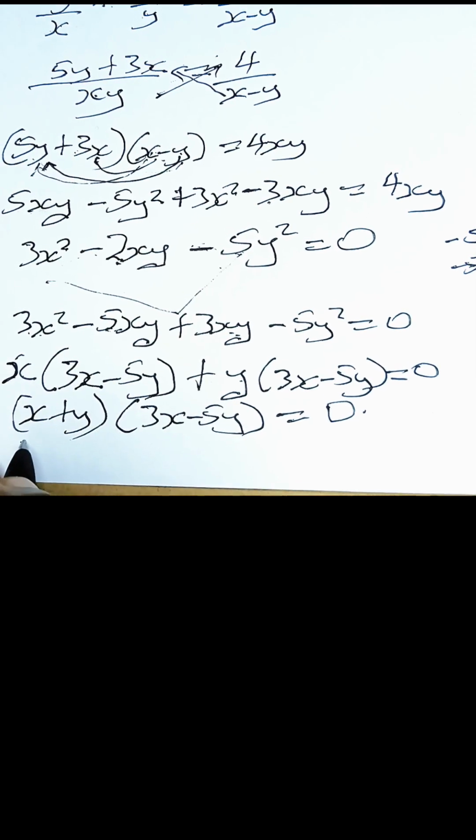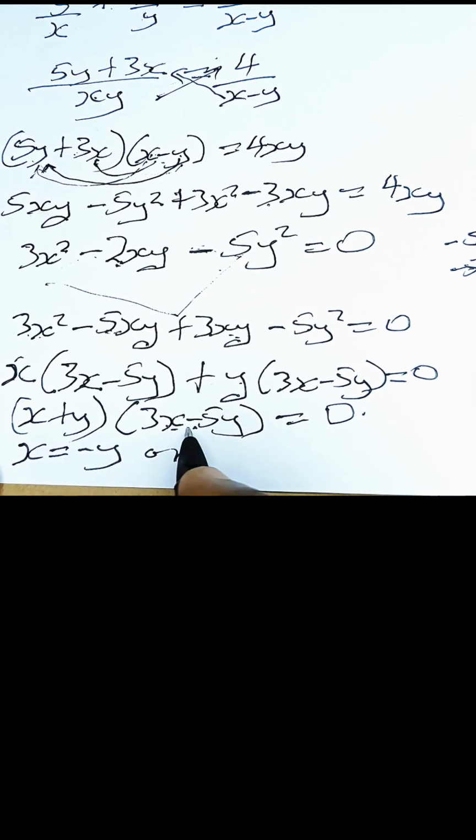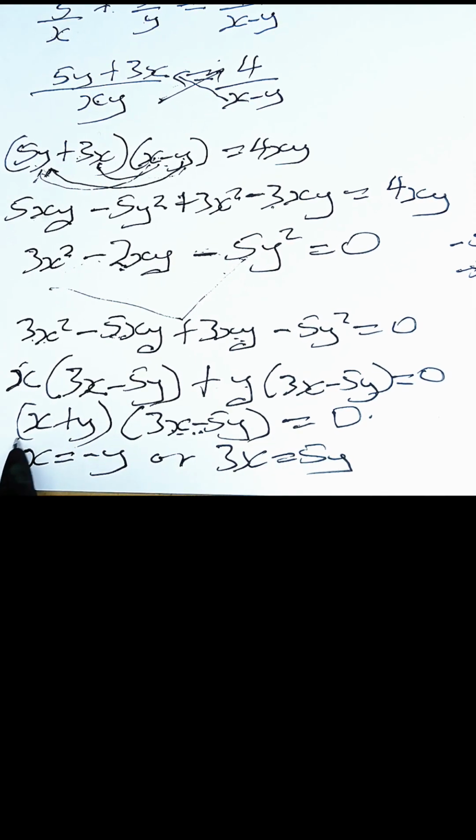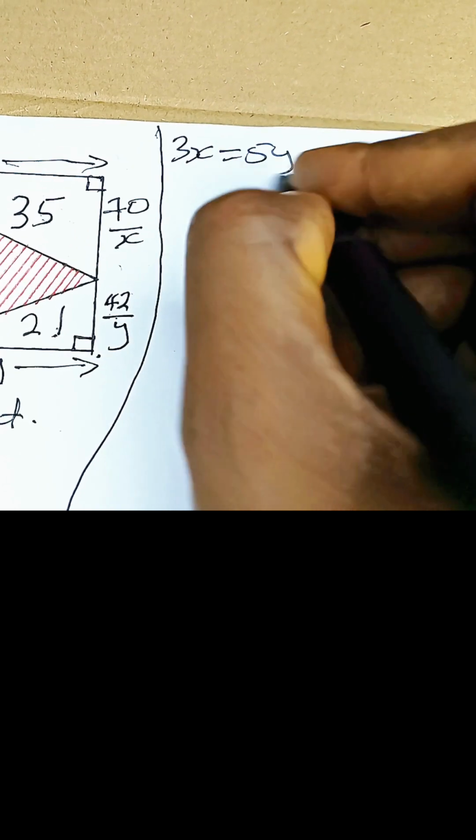So from here, we get to know that our x can be equal to minus y, or here 3x can be equal to 5y. So it means this negative is a bit extraneous, because we are not expecting negative as our answer, of the length or breadth or anything. So we are going for this. So we have 3x is equal to 5y.